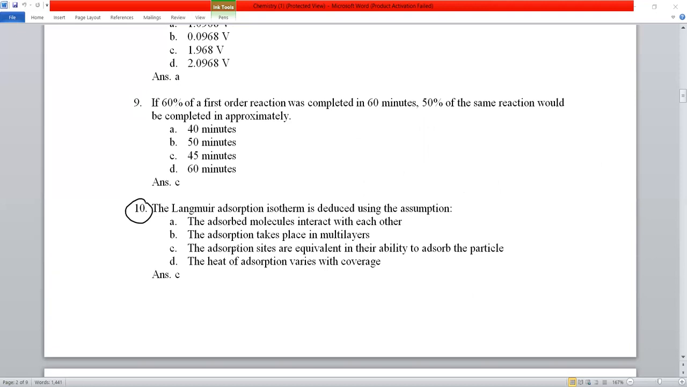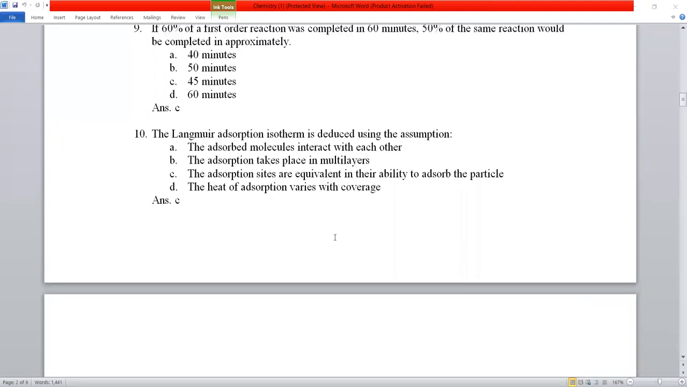This is a direct question, students. Statement: the Langmuir adsorption isotherm is valid because the adsorption sites are equivalent in their ability to adsorb the particle. So this is the statement, students. Next, question number 11 we can go.